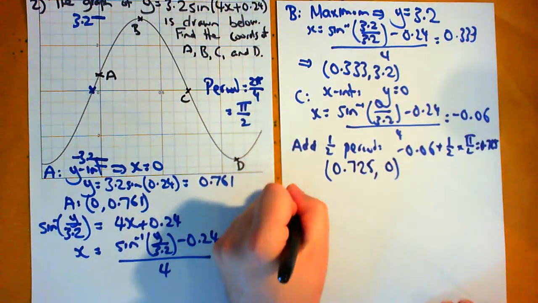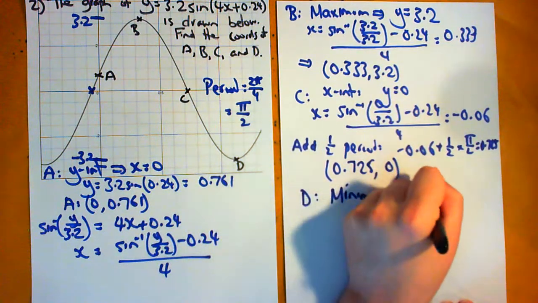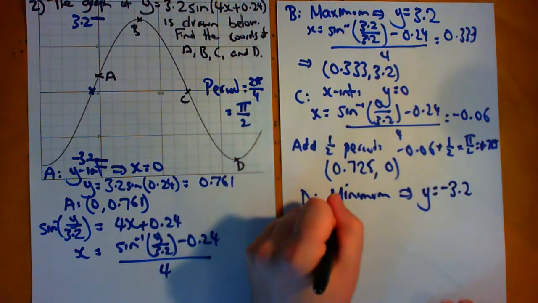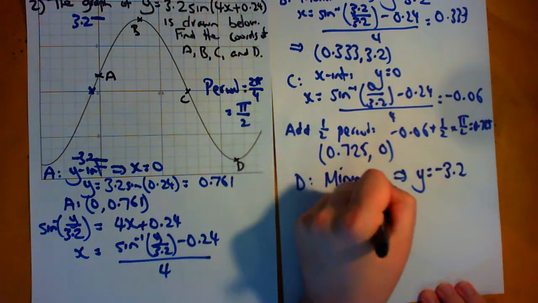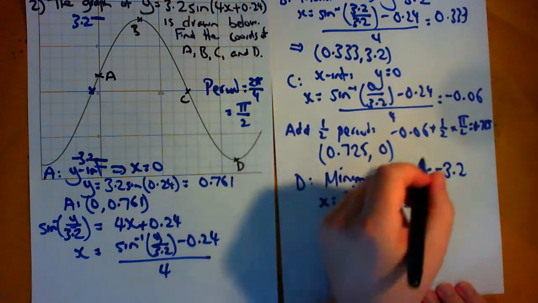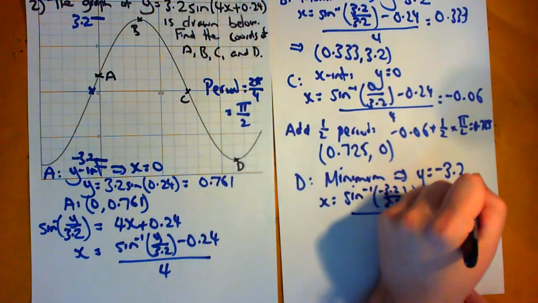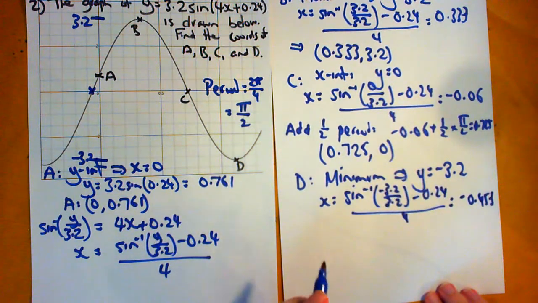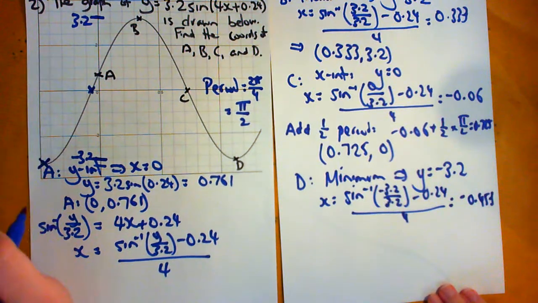For point D, it's the minimum, and we've already ascertained that y equals negative 3.2. If we substitute that into our rearrangement, we get x equals sine inverse of negative 3.2 over 3.2, minus 0.24, divided by 4, and calculating that gives us negative 0.453. Okay, so we've got the value of one of the minima. We've actually got a negative value, which means we've got this minimum on the far left of the graph.